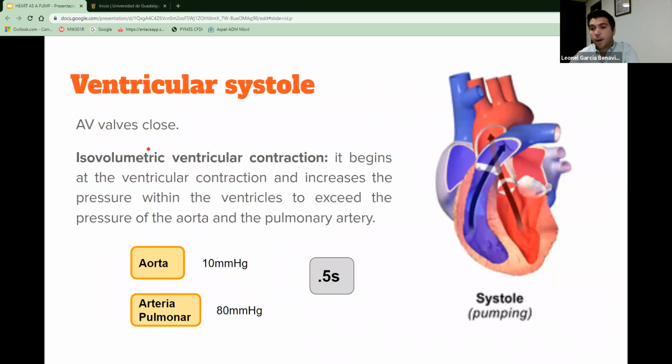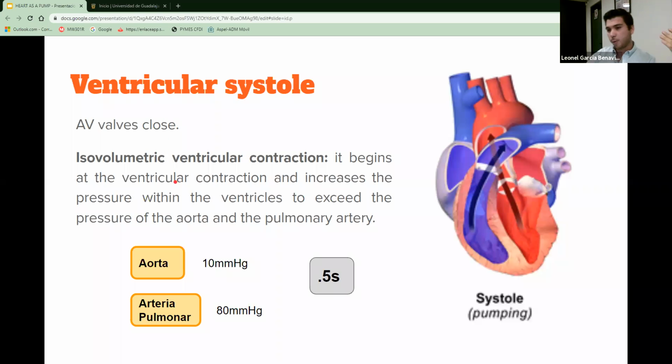So then what occurs? Now we have a heart where the atriums don't have blood because they contracted the rest of the blood they have, and we have 2 ventricles that are filled with blood. Then what happens? Systole, ventricular systole.